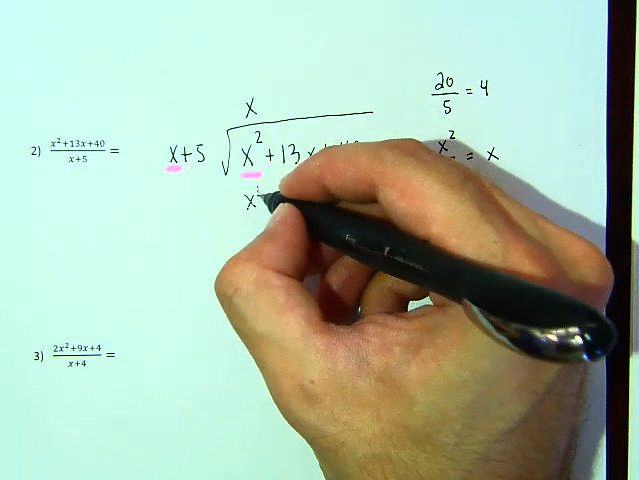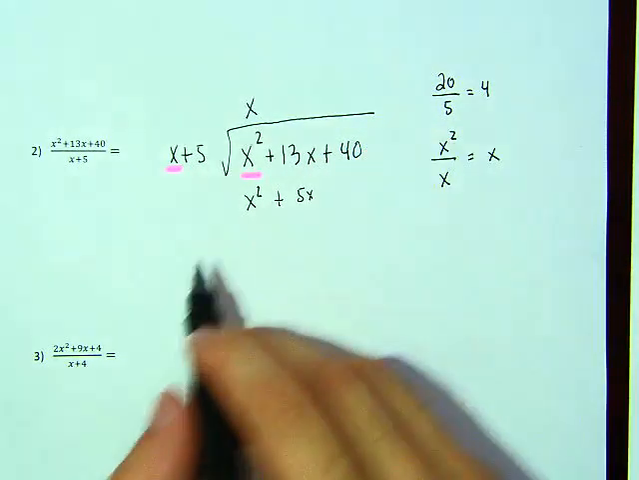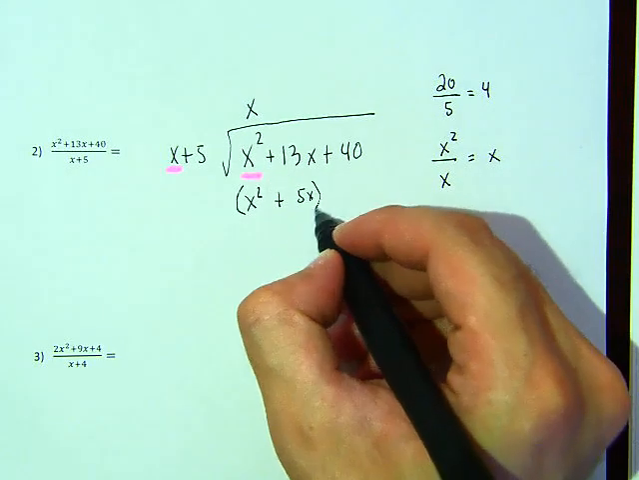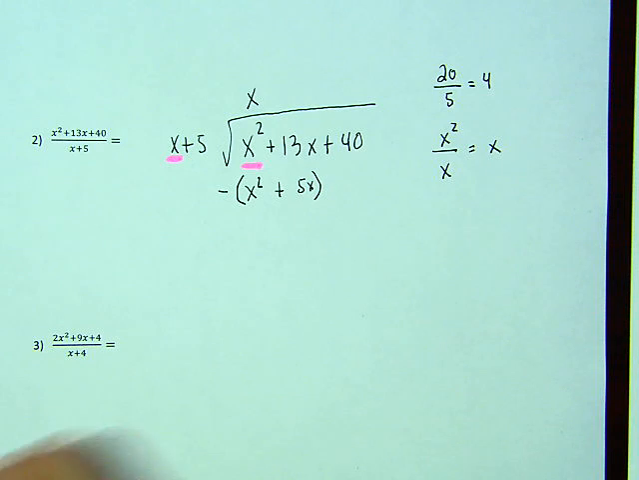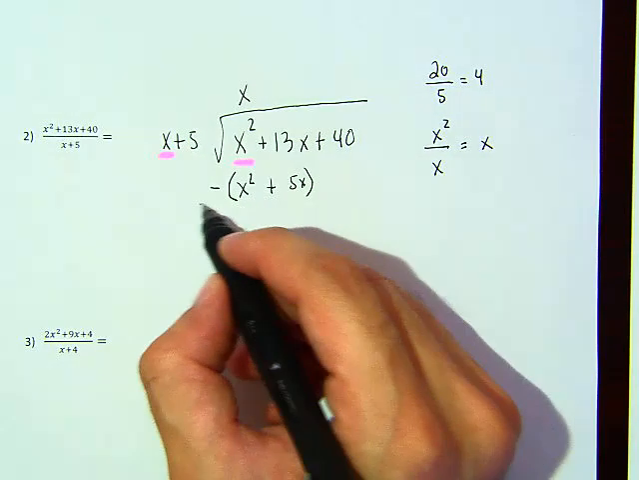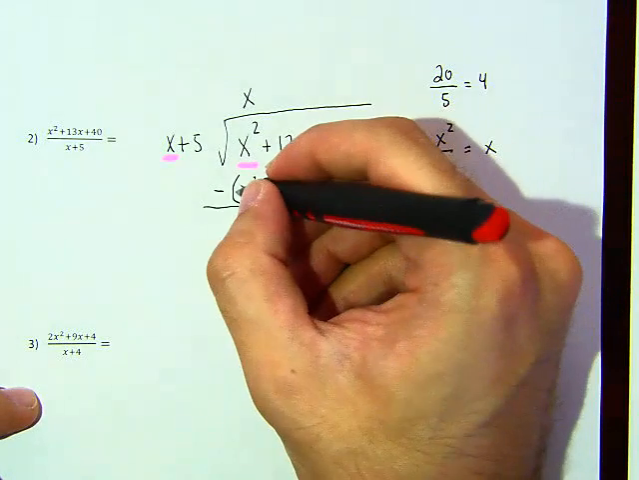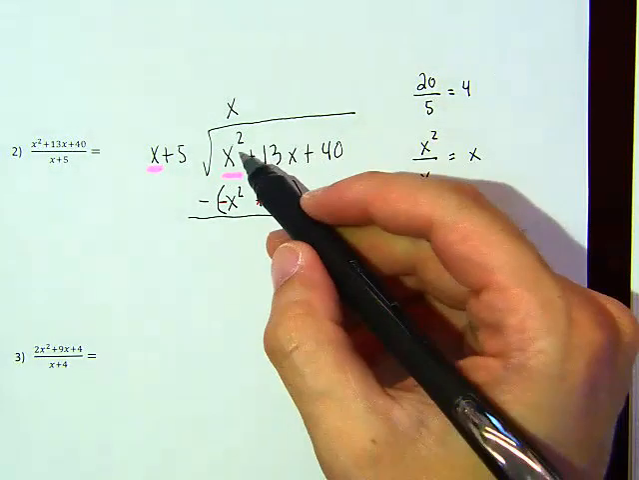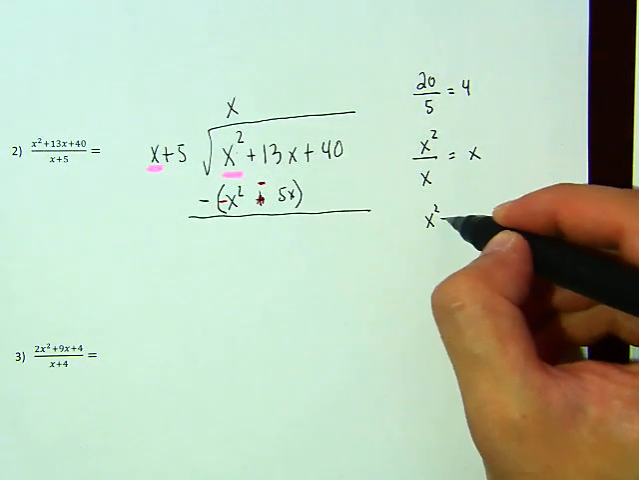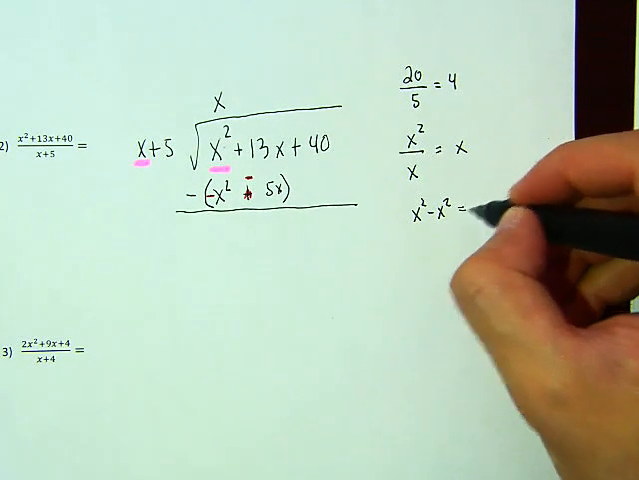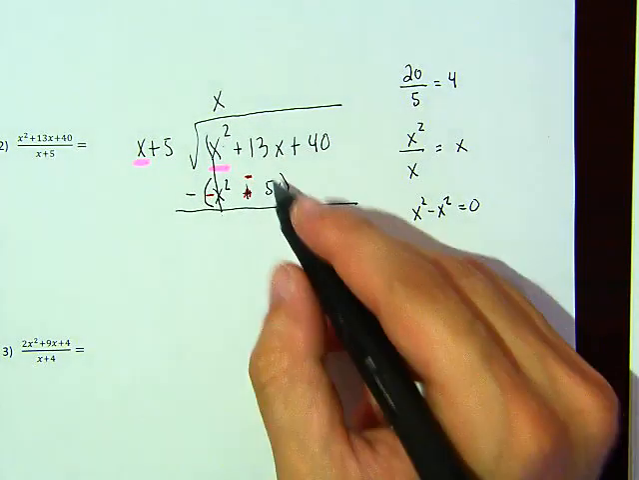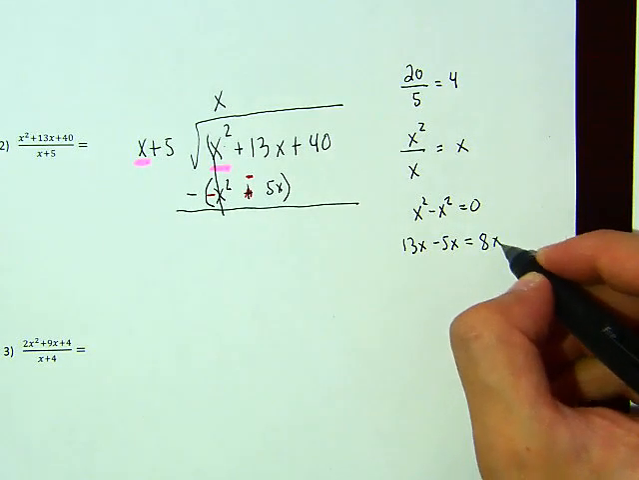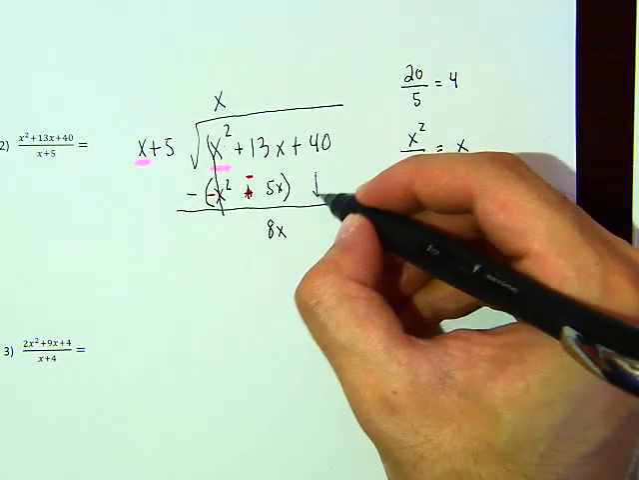x times x is x squared. x times 5 is 5x, right? So what move did we do? We did the boomerang, right? Okay. Then what do we do? Parentheses, parentheses, subtract, okay? Now we need to distribute the negative, right? So we distribute the negative, so this becomes negative, and then this becomes negative, okay? So what's x squared minus x squared? That's 0. Okay, so this cancels. Now what's 13x minus 5x? That's 8x. So we bring the 8x over here, and we bring down the 40.